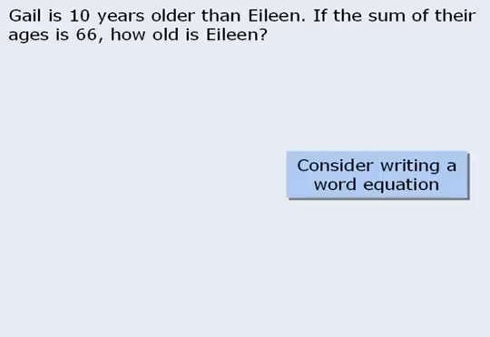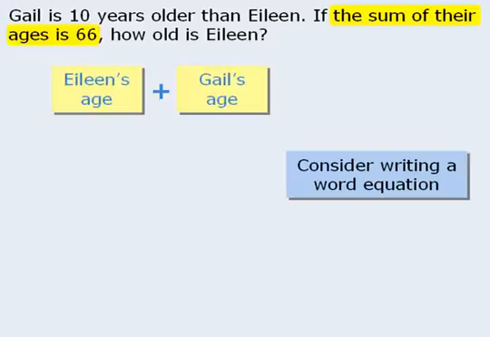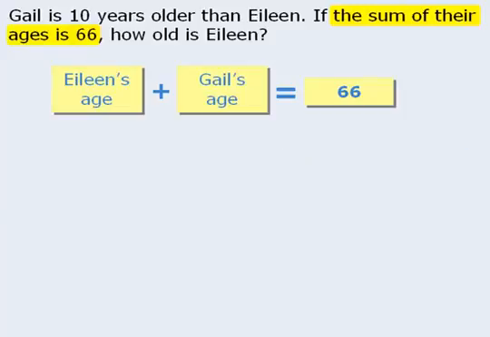One guideline is to consider writing a word equation. Here's what I mean by a word equation. The question tells us that the sum of the two ages is 66. So we can write Eileen's age plus Gail's age equals 66. Now based on this word equation, we can see that in order to write a real equation, we need to represent Eileen's age and Gail's age with algebraic expressions.